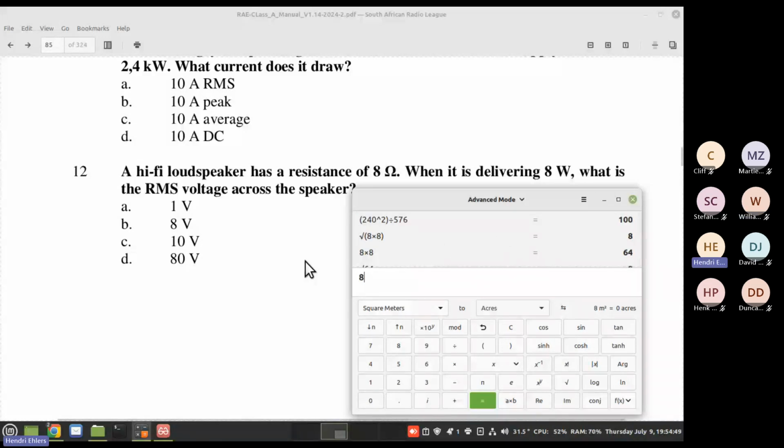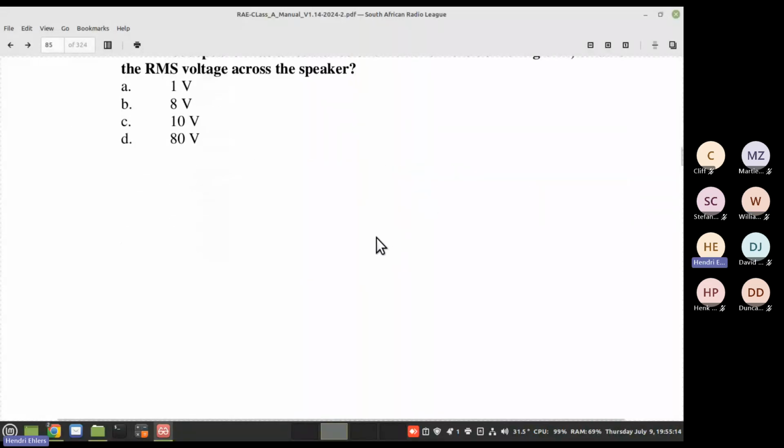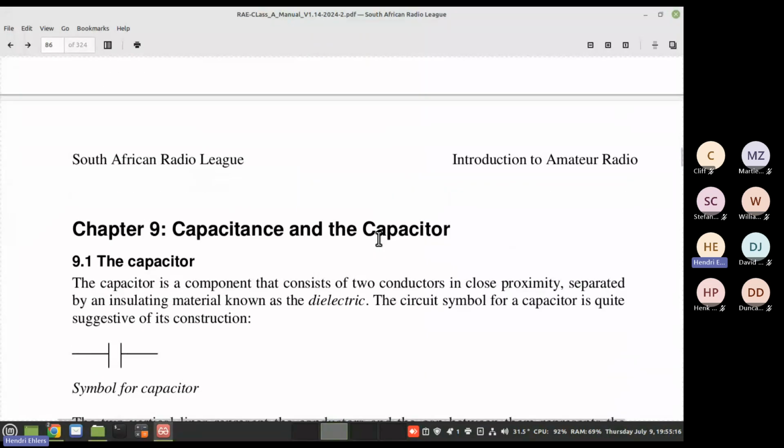You've got to practice these things. It's maths, and the more you do it, the better you get at it. And in these circumstances, it's basically the same as DC circuits, specifically for resistive loads.